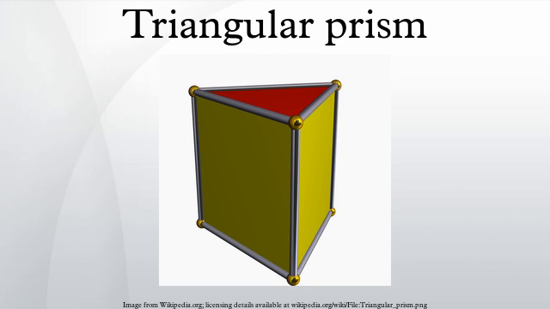Equivalently, it is a pentahedron of which two faces are parallel, while the surface normals of the other three are in the same plane. These three faces are parallelograms. All cross-sections parallel to the base faces are the same triangle.